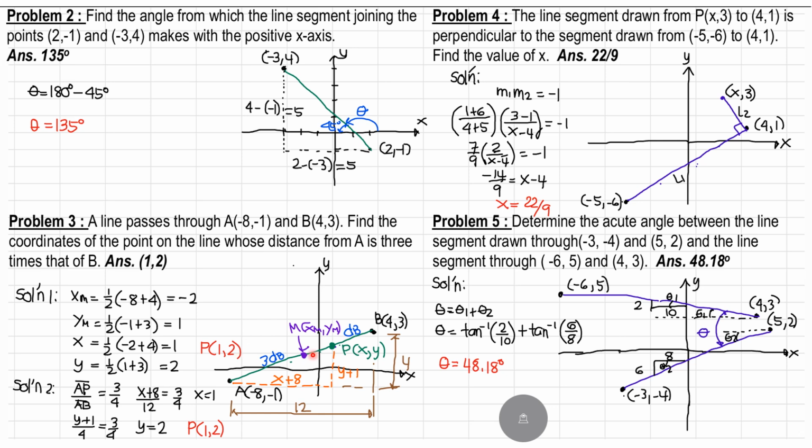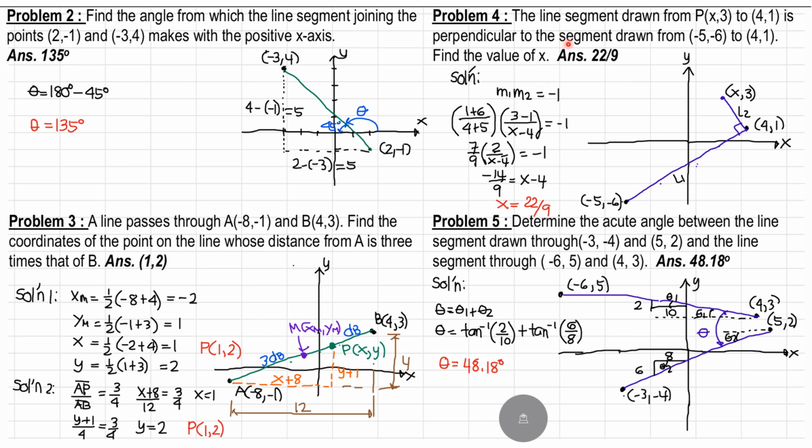So the other solution is this: x plus 8, the horizontal projection of AP, is 3/4 of 12. The ratio of x plus 8 and 12 is 3/4, so AP over AB is 3/4. So x plus 8 over 12 is 3/4. Solving for x is 1. Then the ratio of y plus 1 and 4 is also 3/4. So y plus 1 over 4 equals 3/4. Solving for y is positive 2. So the point P is at 1, 2.